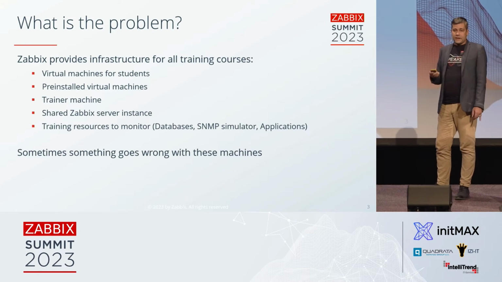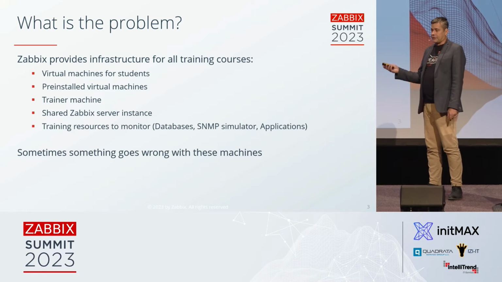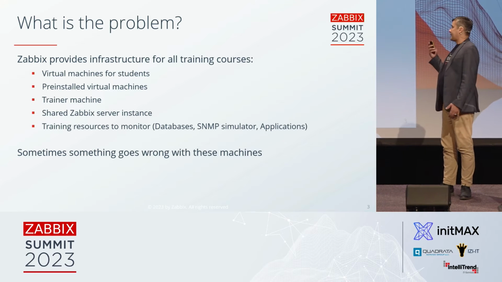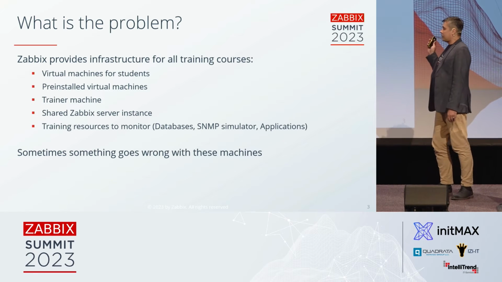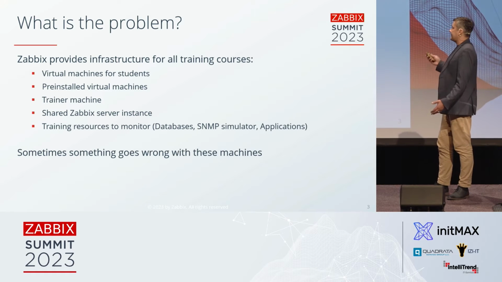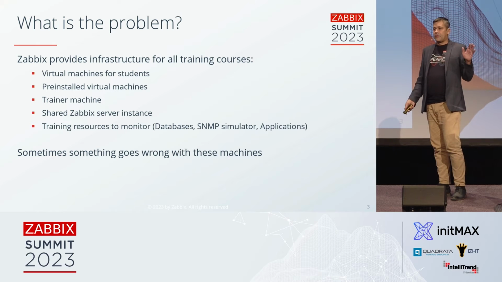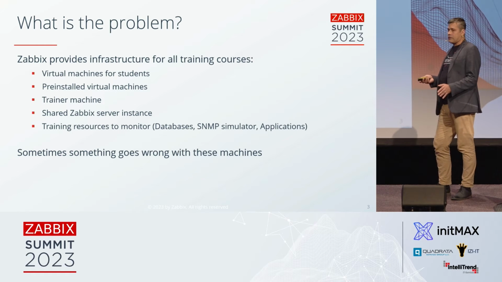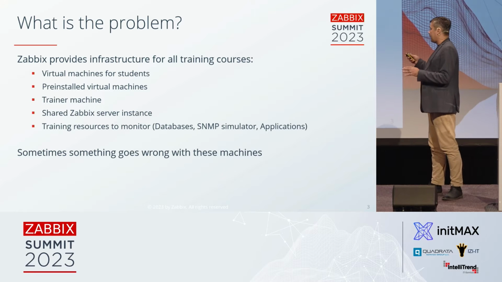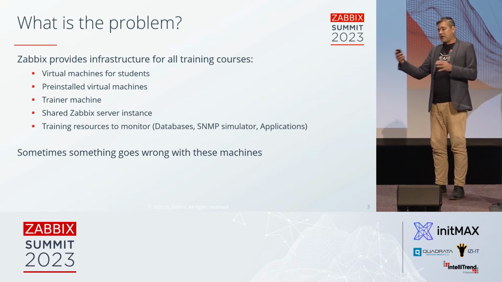We provide training courses, yes, and we prepare some kind of infrastructure for each course. Each student who arrives at the course gets some resources prepared: a virtual machine, sometimes even pre-installed. Then there is a machine for a trainer, maybe another shared Zabbix instance, and we also provide a lot of resources for our trainings. So when you arrive at trainings, you can monitor real databases and real applications.